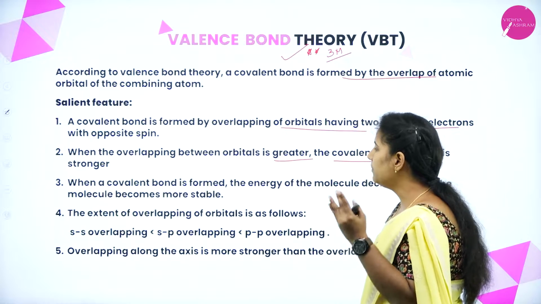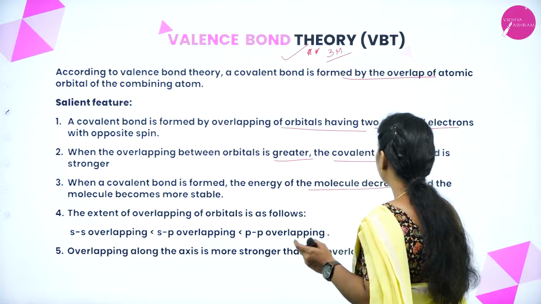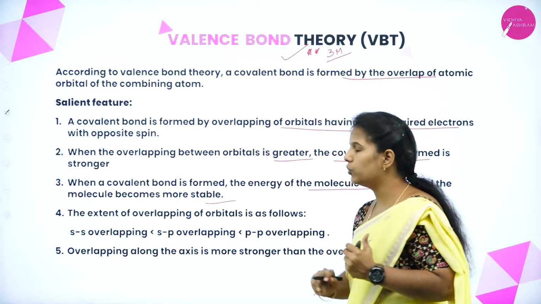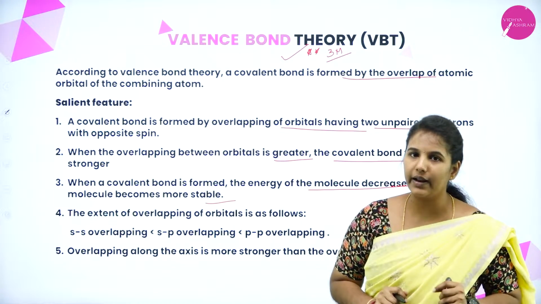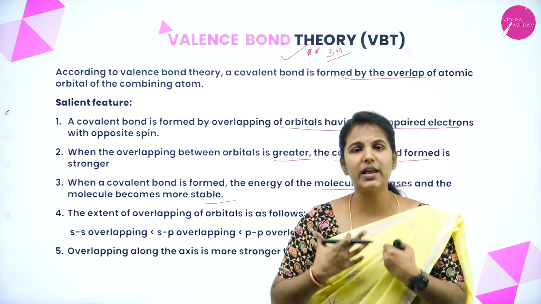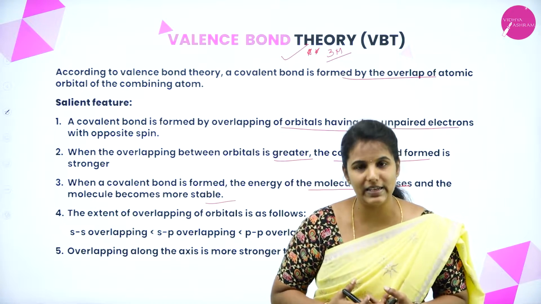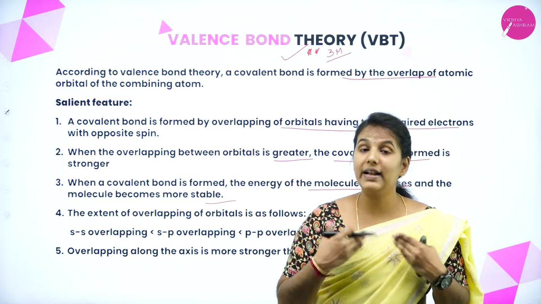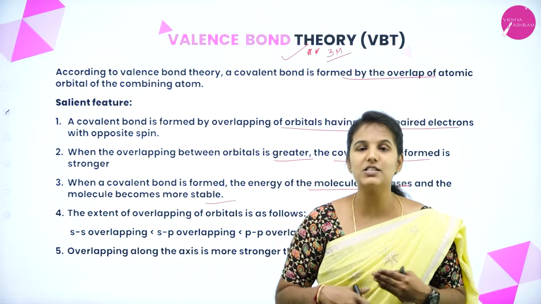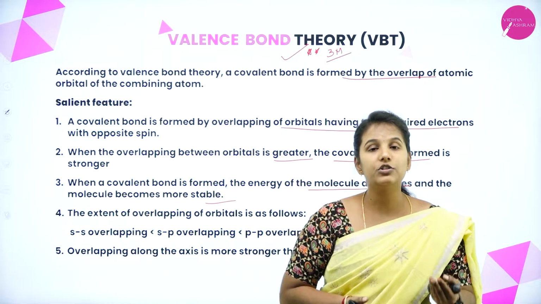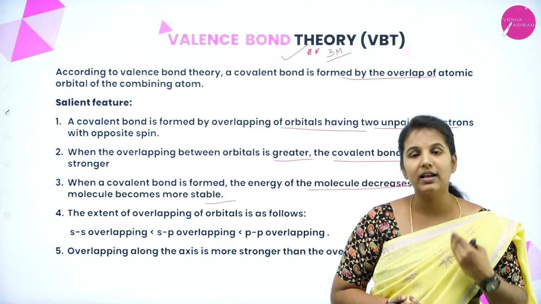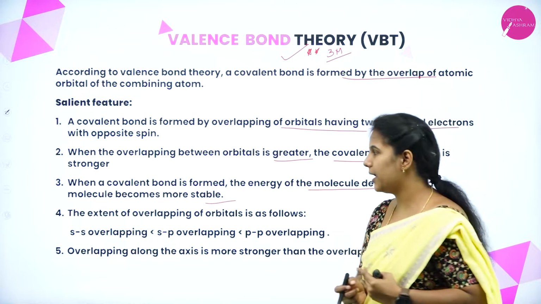When covalent bonds are formed, the energy of the molecule decreases and molecules become more stable. It is very important. So once it forms the covalent bond, the energy in the molecule decreases, but the entire molecule becomes what? More stable. Why has it become more stable? Because it is mutually sharing its electrons to attain what? Stable electronic configuration. That is why the molecules become more stable.